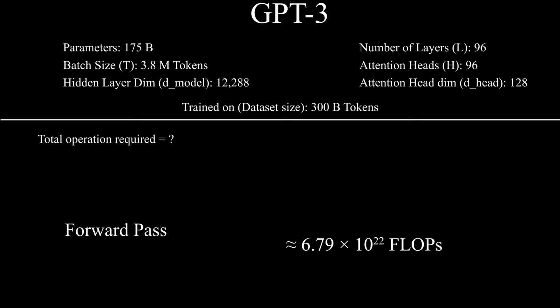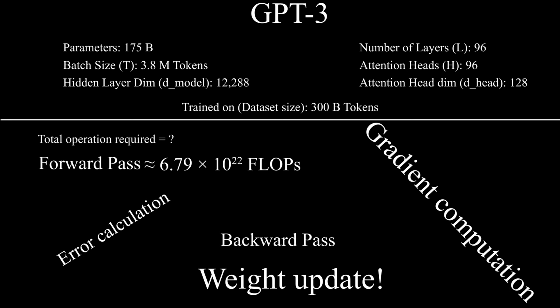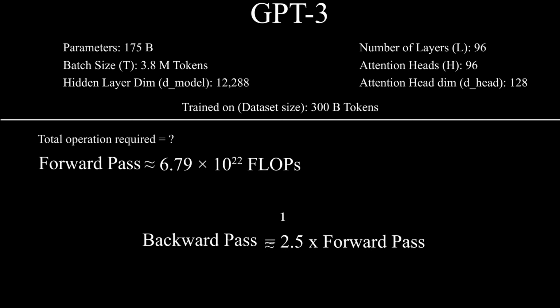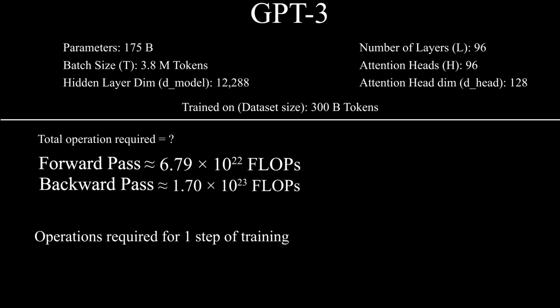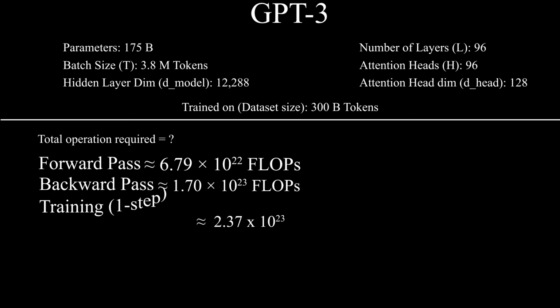Now we saw the detailed breakdown of forward pass calculations, and the backward pass is generally 2 to 3 times more expensive than the forward pass. I'm not going to break down the calculation for this, otherwise the video will stretch long unnecessarily. So we are safely assuming 2.5 times the forward pass calculation, and we can calculate the backward pass based on that. Now since we have the number of operations required for forward and backward, by adding them together we'll have the total approximated number of operations required to take one step of training.